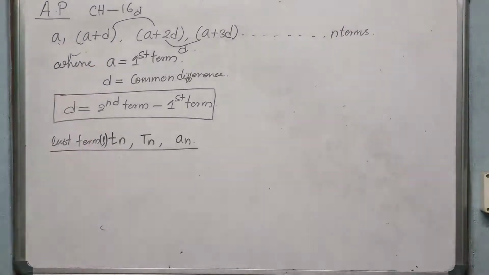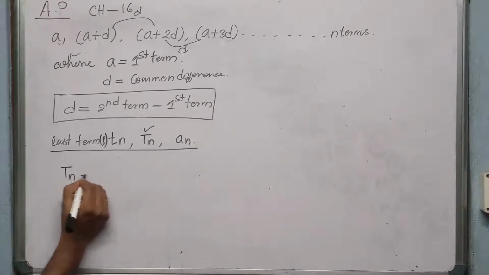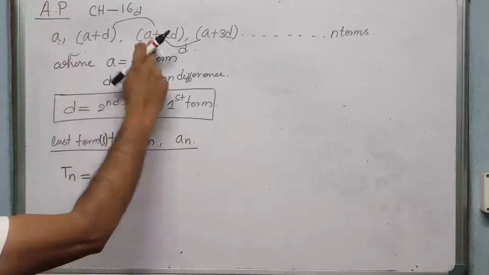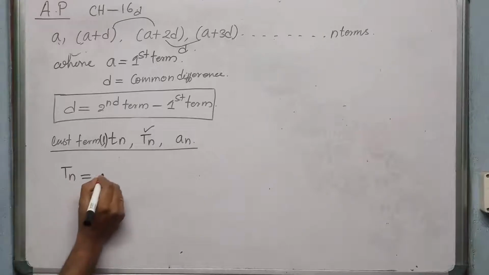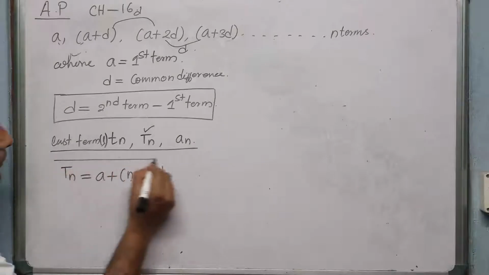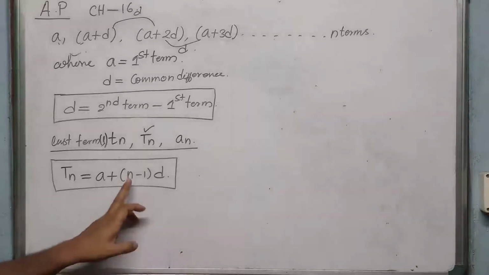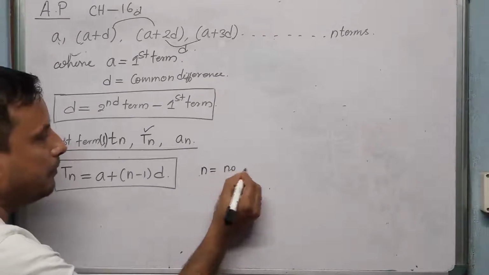Now how to calculate the last term? The formula, I'll prefer this one, Tn. Tn means the last term, that is the nth term. First, second, third, fourth, fifth, sixth, seventh, eighth, and the nth term will be given by Tn. Tn is a plus n minus 1 into d. This is the formula to calculate the nth term, the last term. And this formula represents all the terms of an AP. It depends upon the value of n. What is n here? n is equal to the number of terms.